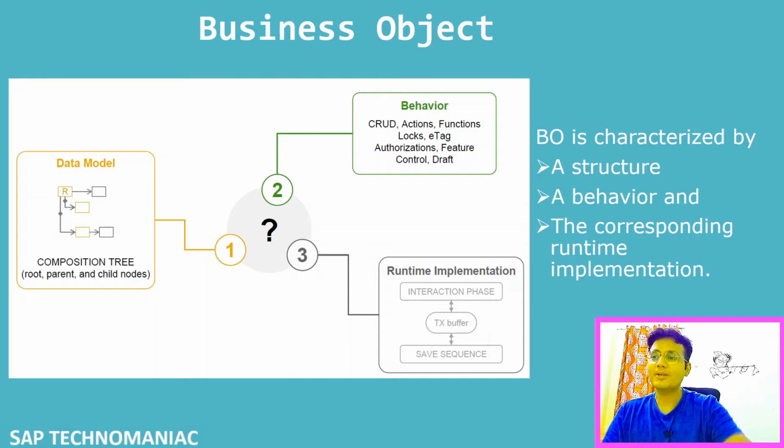If you see this particular slide from my older video, we have discussed till now how to create the data model for the business object and define all the behavior, most of the things we discussed apart from drafts, and this is the runtime implementation. Runtime implementation has two parts, interaction phase and the save sequence. We will be more focused on the save sequence in this video. We will also see what happens during the save, apart from this additional save and unmanaged save.